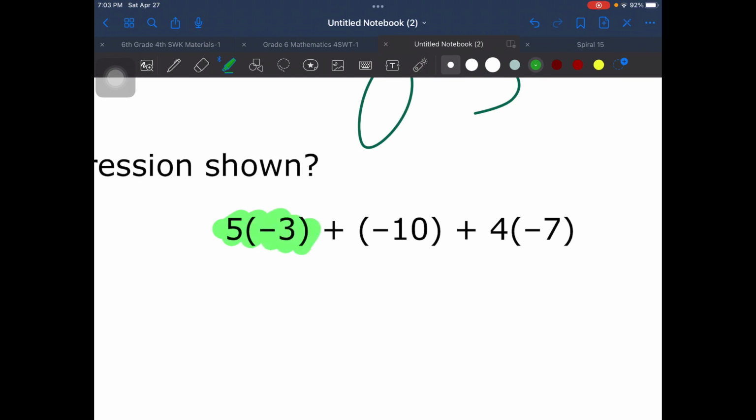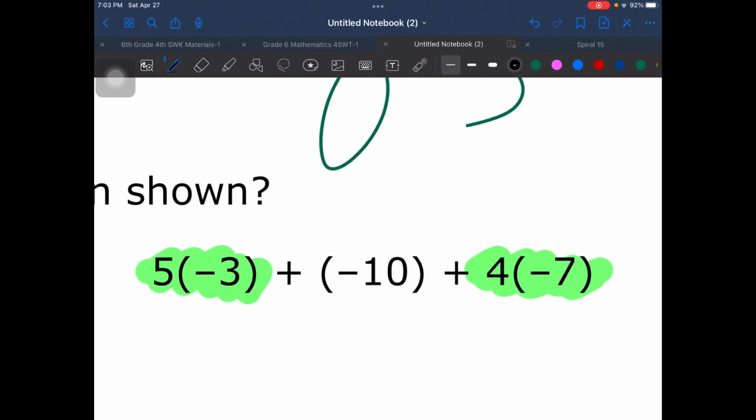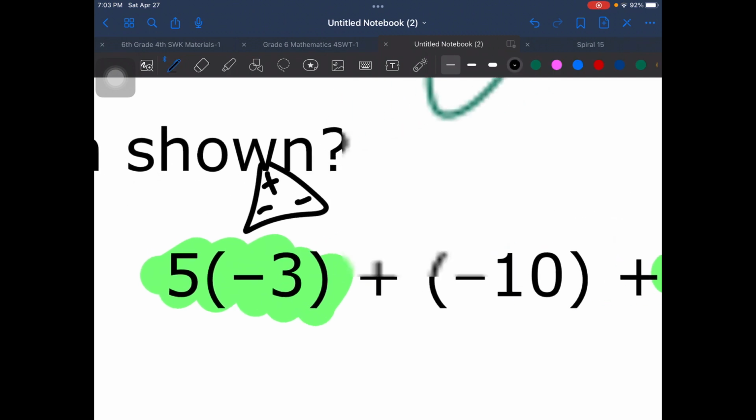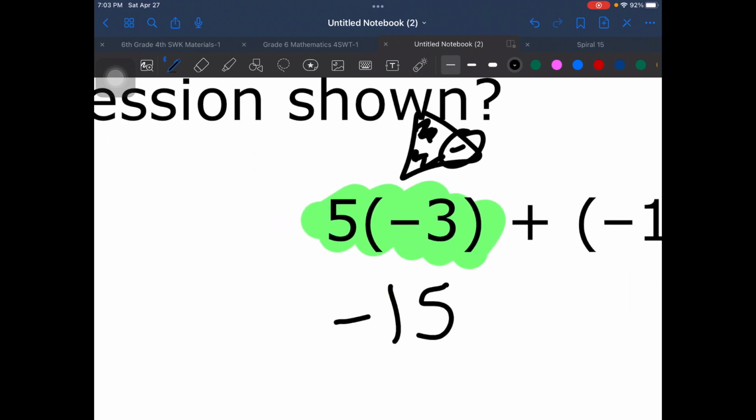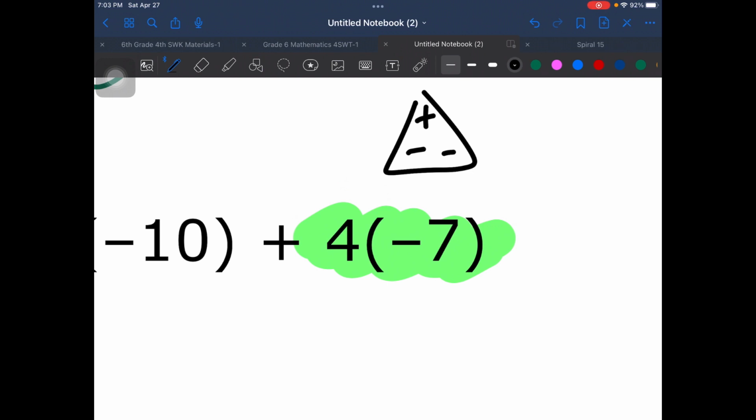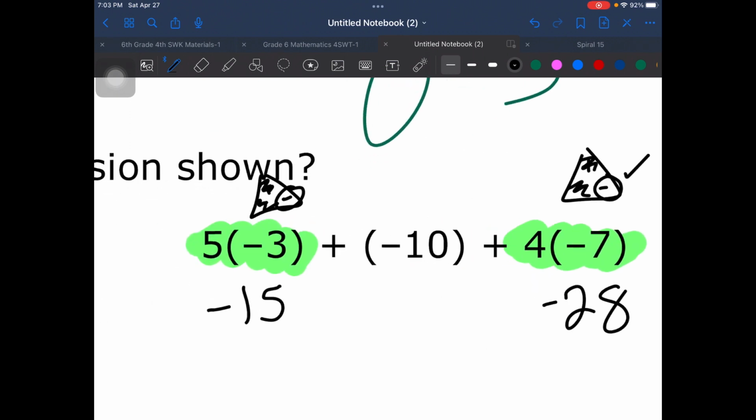All of these, chicos, require something to know. For this one, we need Chico Dorito. So we have a positive and a negative. So the answer is going to be negative 15. We have a positive and a negative. So 4 times 7, negative 28, because of Chico Dorito. Then I just bring down the negative 10, and I'm adding everything.